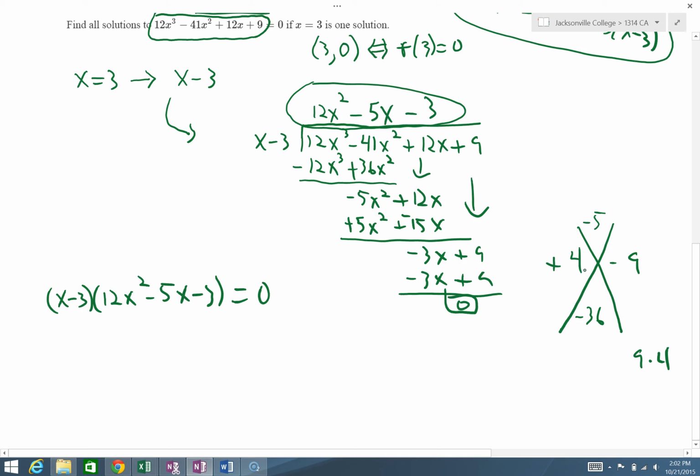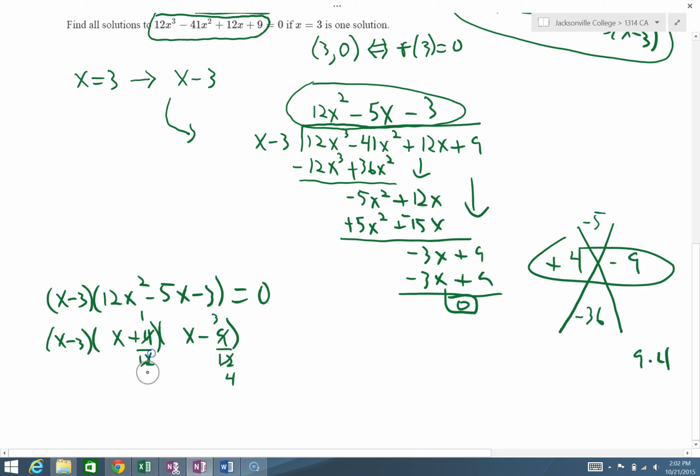Okay, so still have our x minus 3. We're going to have x plus 4 and minus 9. But lastly, we must divide by this a term, dividing by 12. 3 goes into both of these. This reduces to 3 over 4. And 4 goes into both of these. This reduces to 1 over 3. I can write my denominators as coefficients.